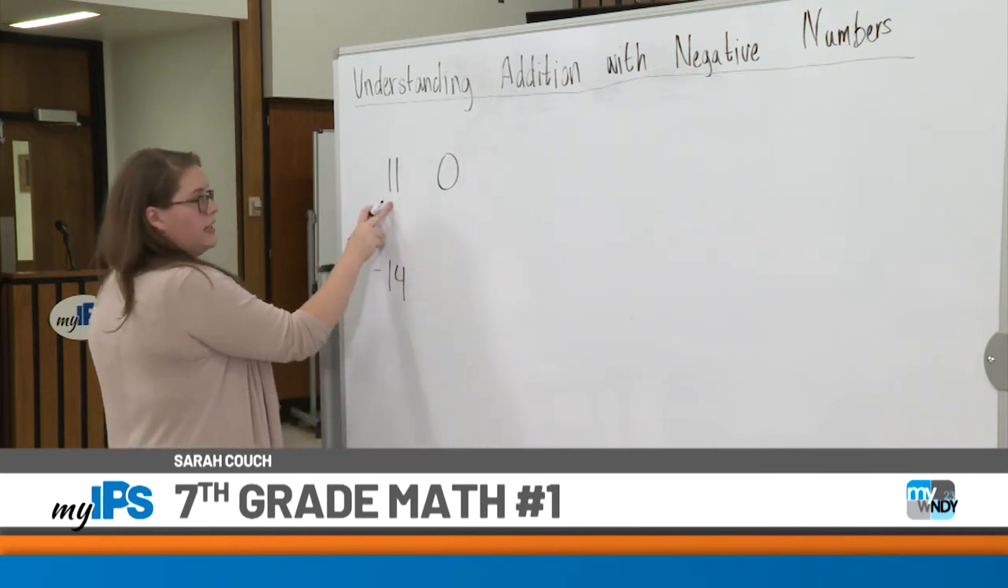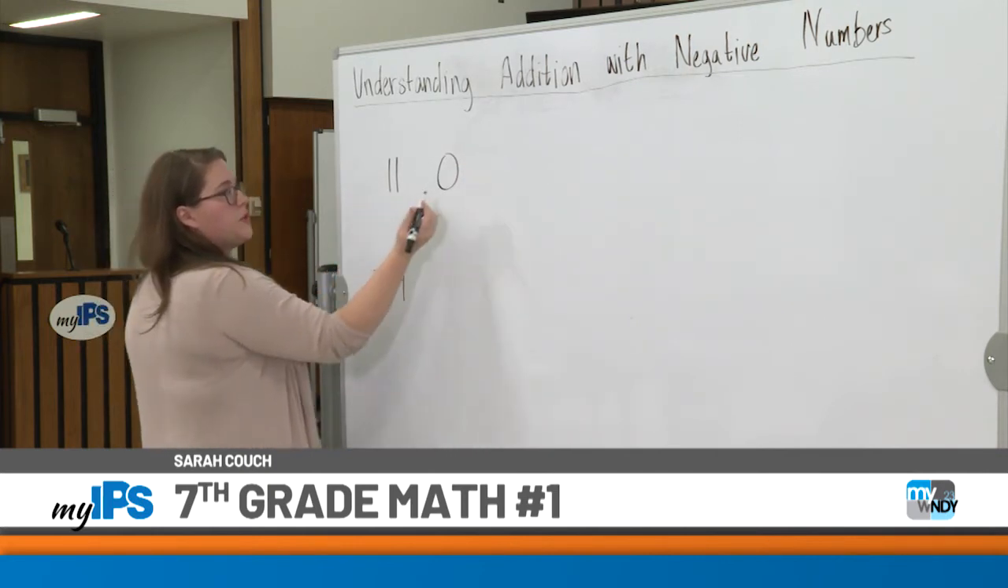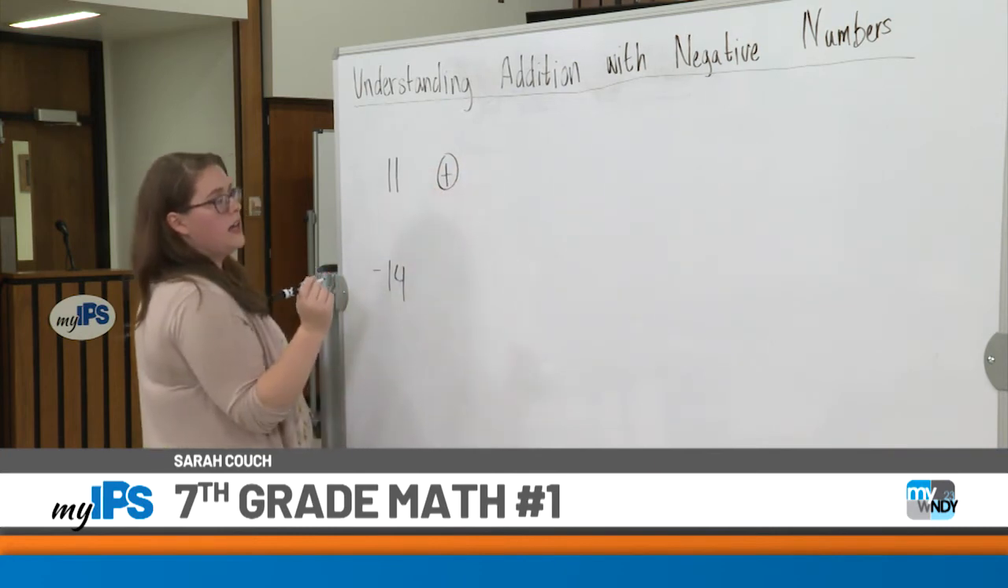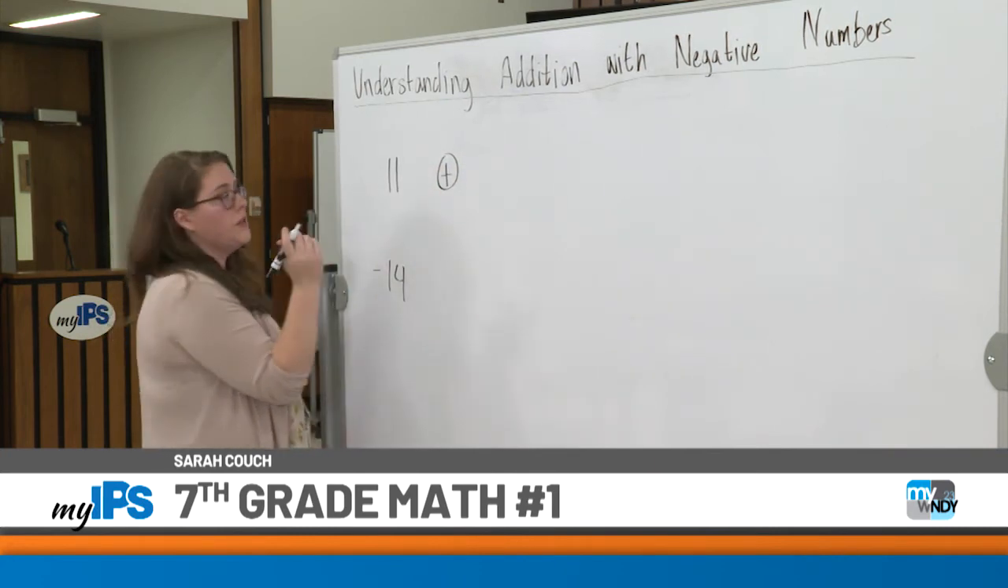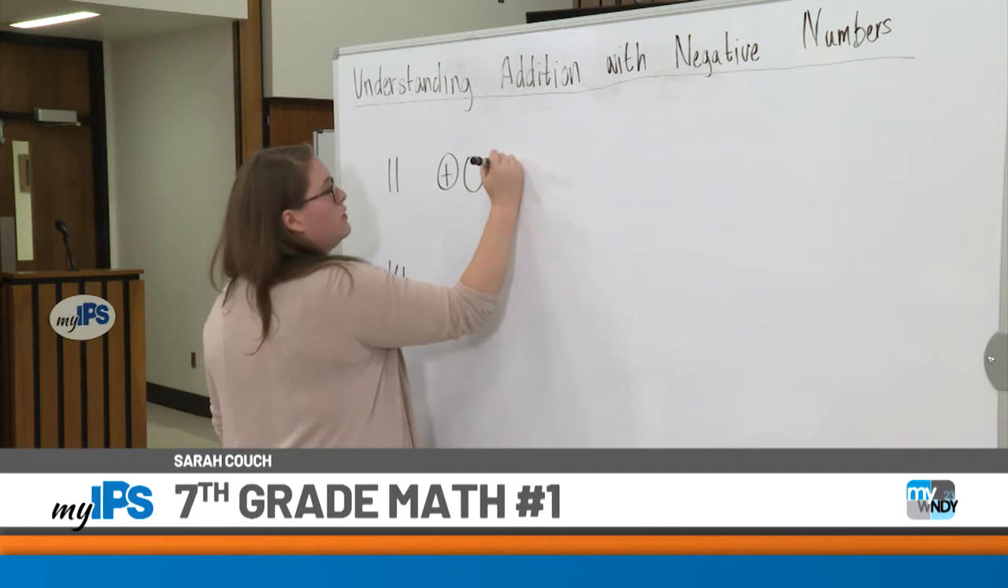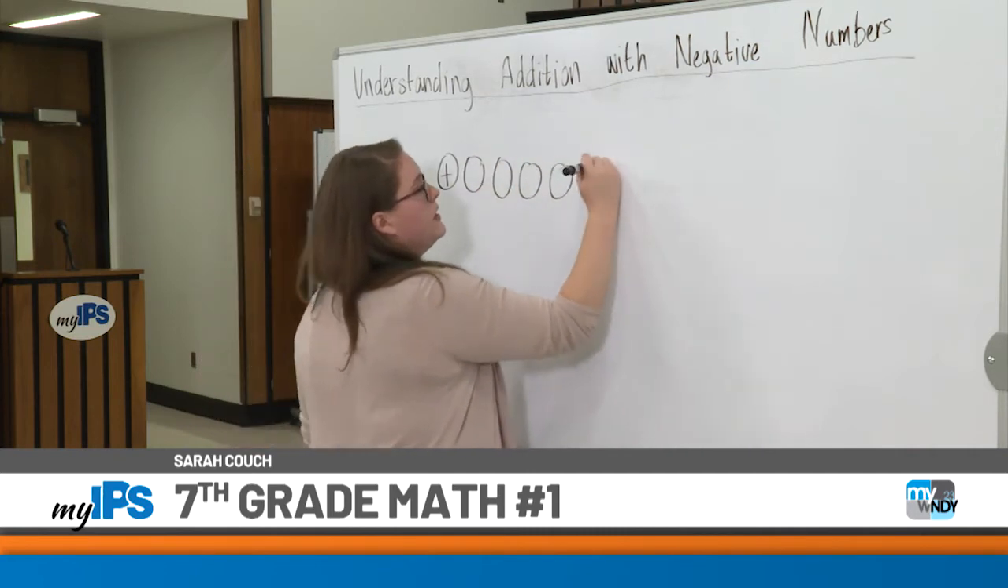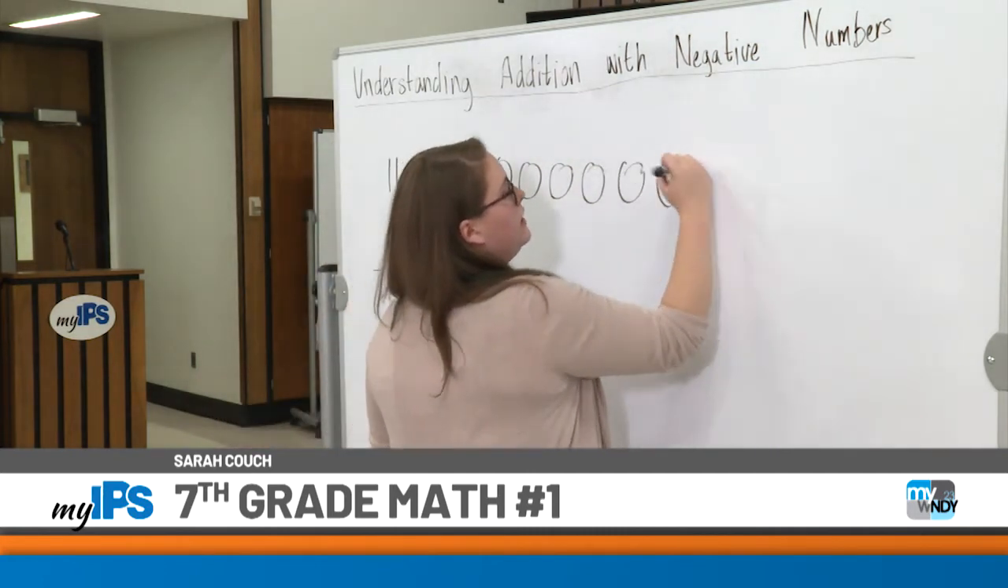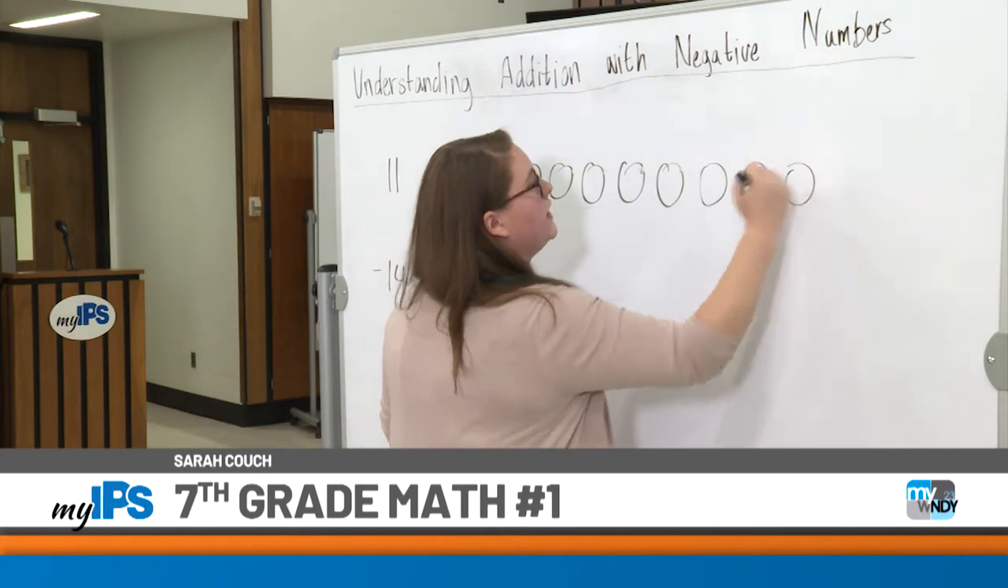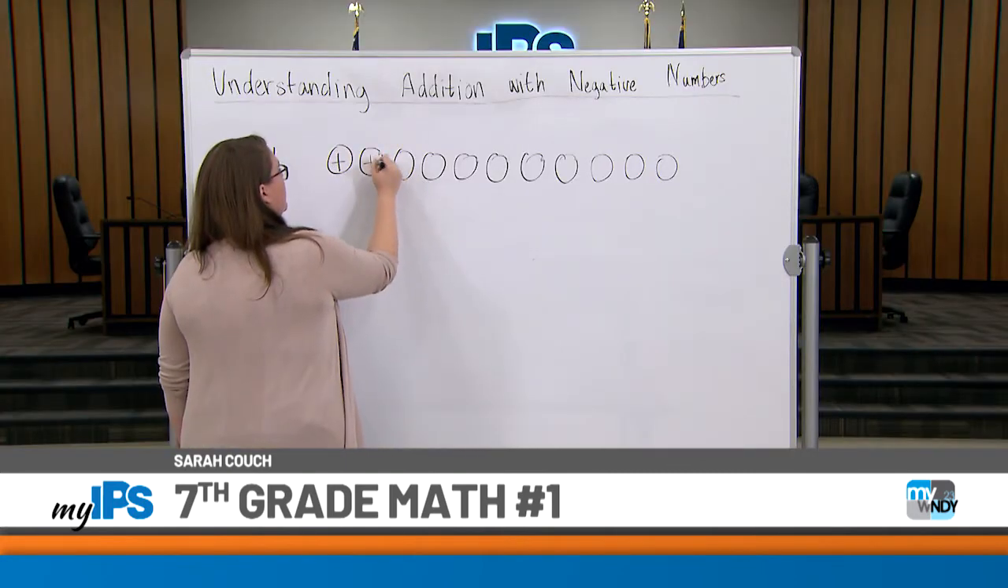So this is a positive 11, so the chips are all going to be positive plus signs, and I'm going to need 11 of them. So 1, 2, 3, 4, 5, 6, 7, 8, 9, 10, 11. And excuse my smudging, but I'm not going to fix it.